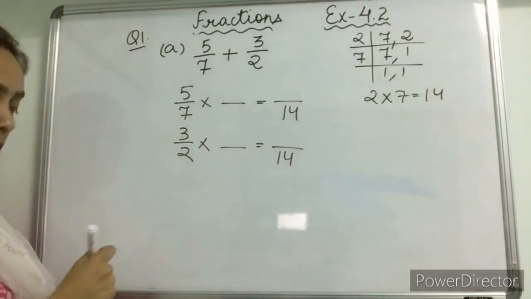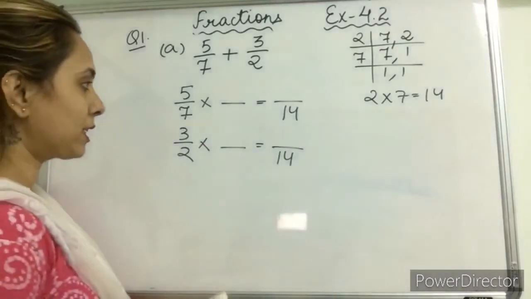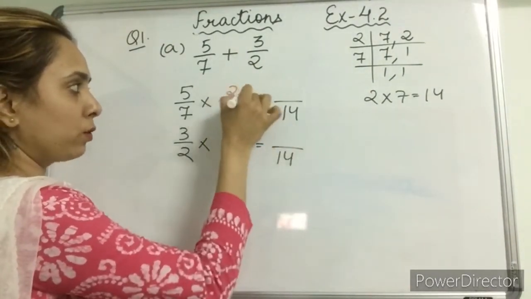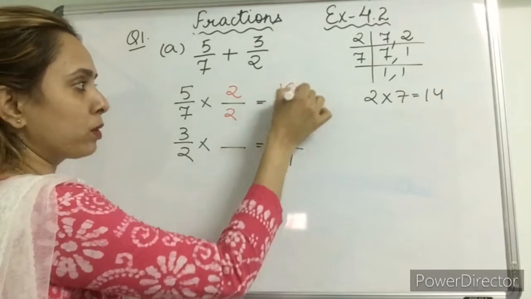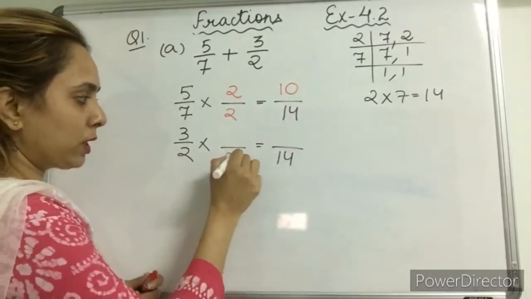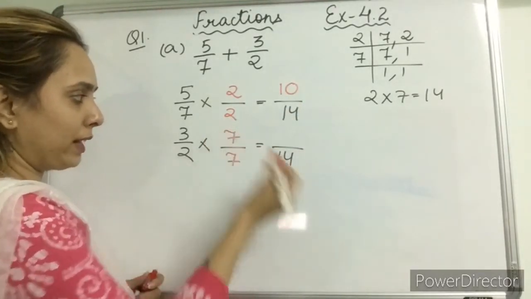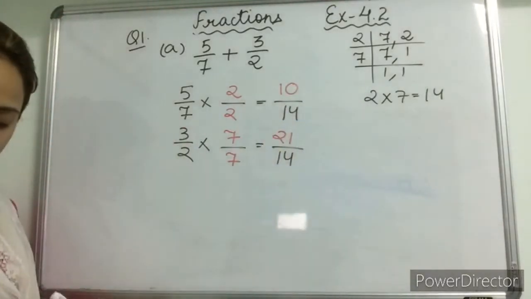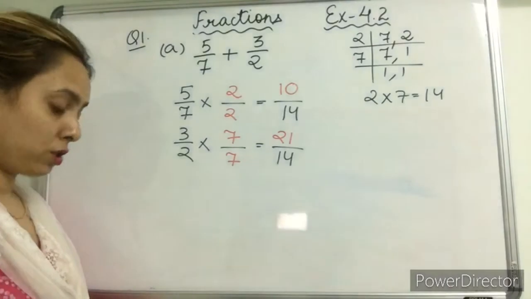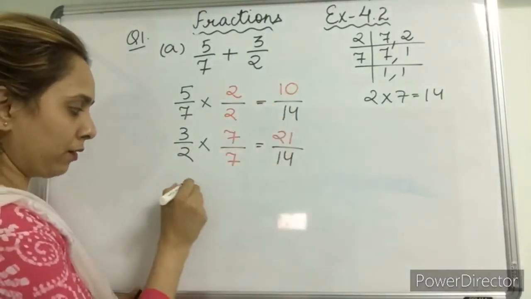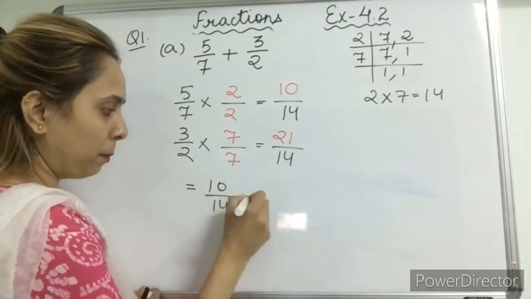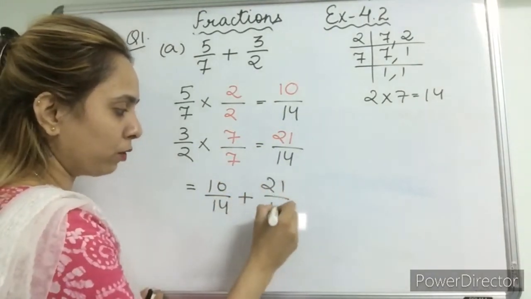Okay, now I will multiply this 7 by 2 to get 14. So here also I will write 2, 5 2s are 10. So 2 7s are 14. So here also I will write 7, 3 7s are 21. So both these fractions have now been converted into like fractions. 10 upon 14 plus 21 upon 14.